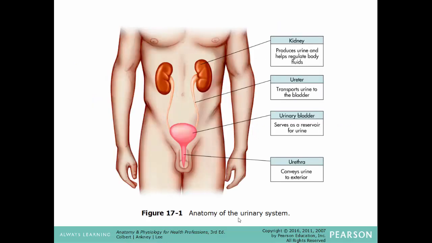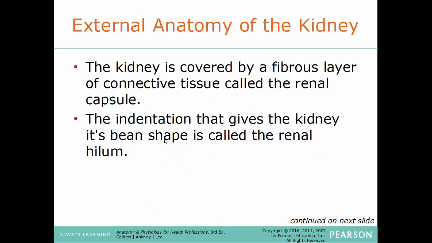Here's a general overview of the structures in the urinary system. You have the two bean-shaped kidneys here, each one with a ureter that comes out here and then here. They both lead to the bladder. And from there, you have the urethra, and you will urinate out of the body. I will start with the external anatomy of the kidney. The kidney is covered by a fibrous layer of connective tissue called the renal capsule.